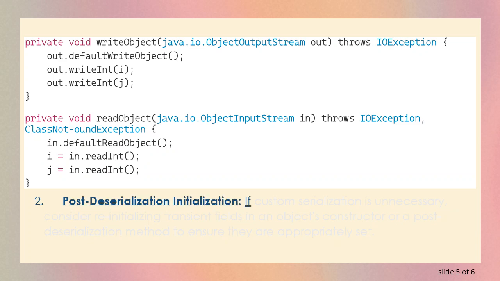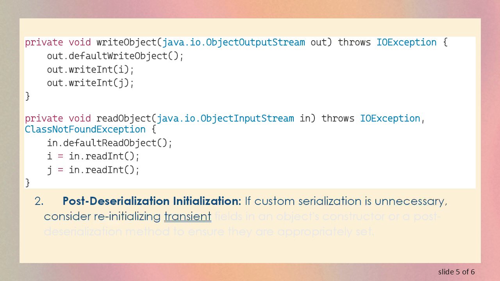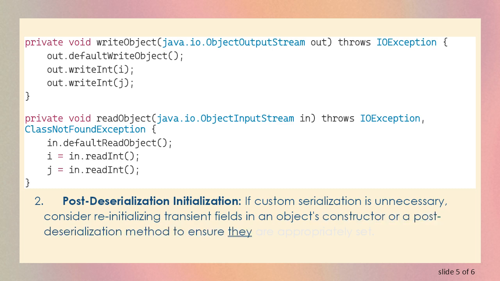Post-deserialization initialization. If custom serialization is unnecessary, consider reinitializing transient fields in an object's constructor or a post-deserialization method to ensure they are appropriately set.